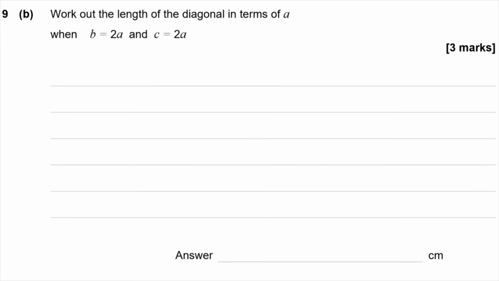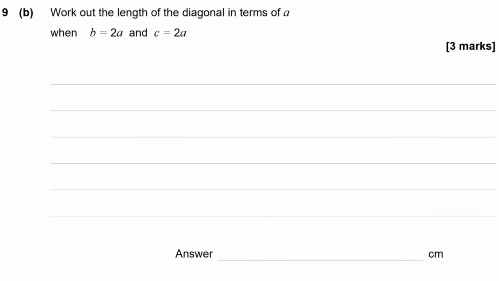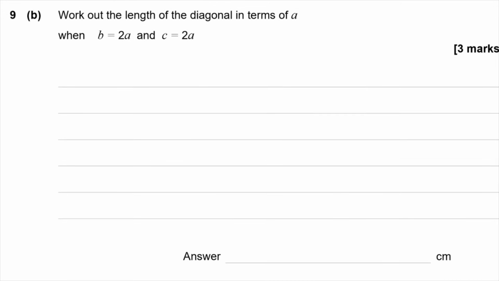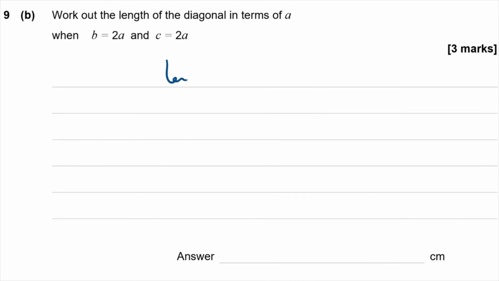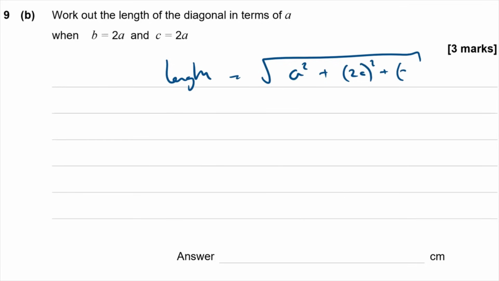Okay, now part B then says work out the length of the diagonal in terms of A when B is 2A and C is 2A. Okay, so we've got to do the same thing algebraically now. So the length is going to be equal to the root of A squared plus B is going to be 2A, so 2A squared, and C is going to be 2A squared, like that.